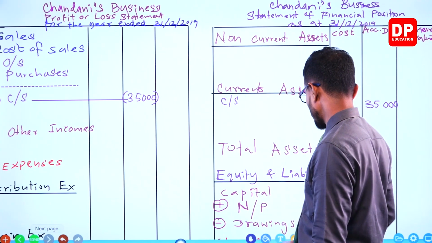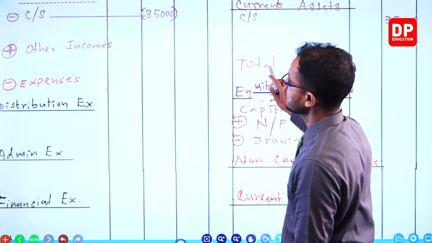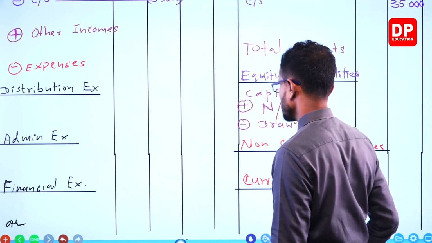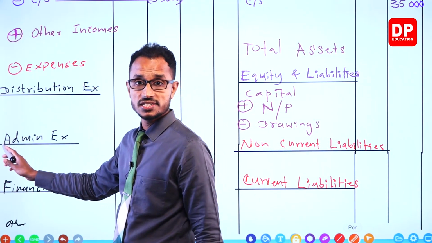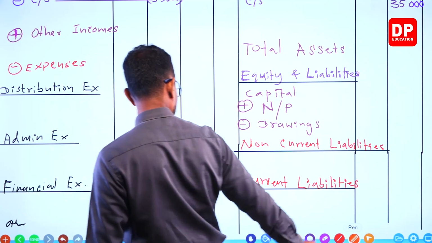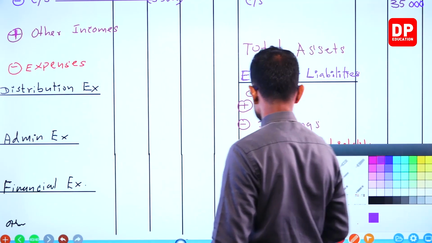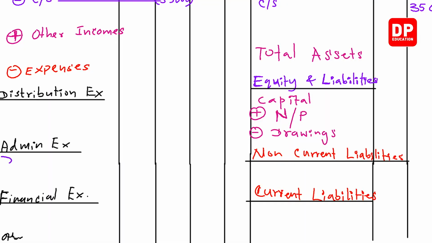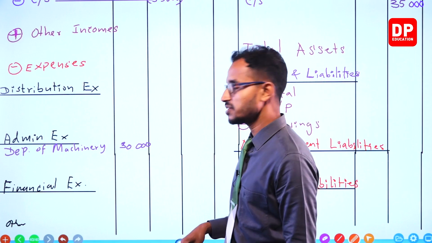Under which expense category? The 30,000 depreciation should be under administration expenses. You have to write depreciation of machineries, 30,000, in the first column.